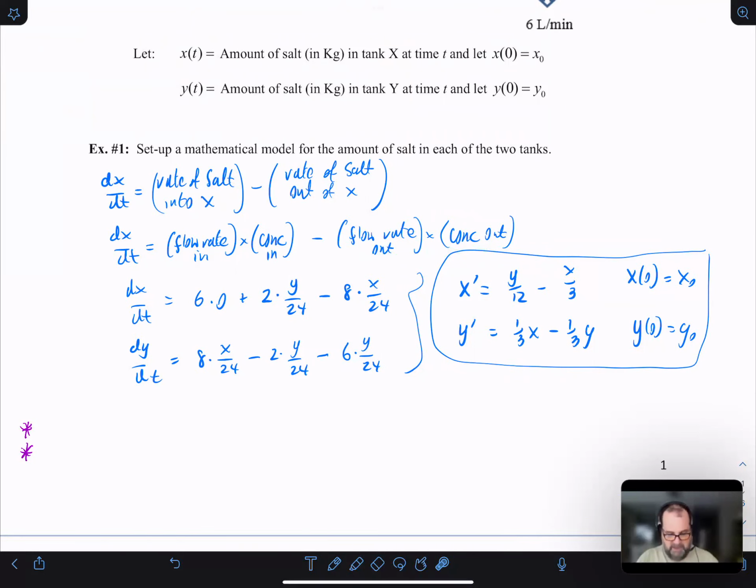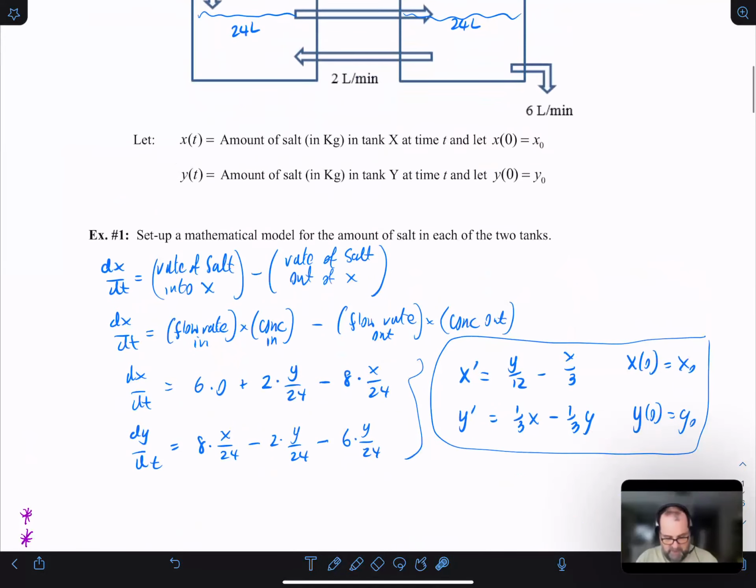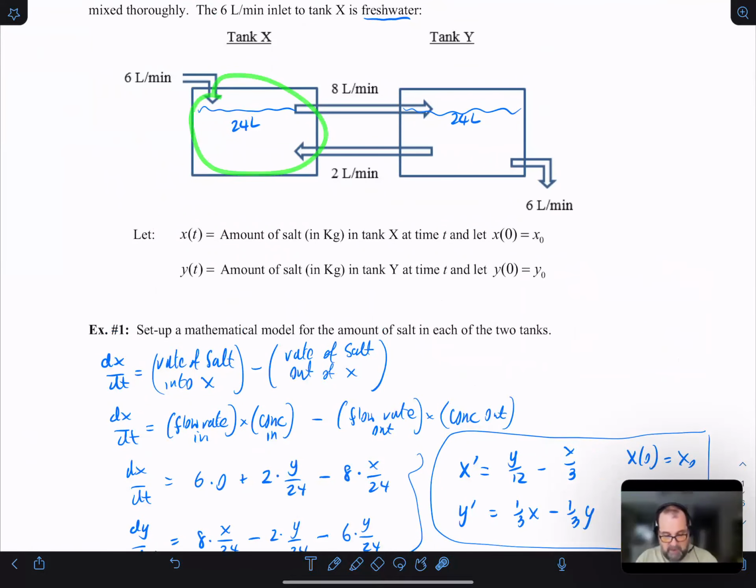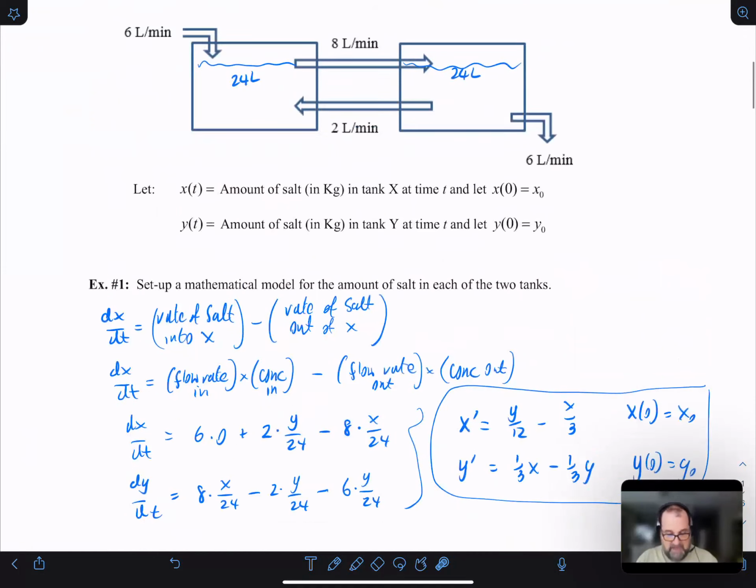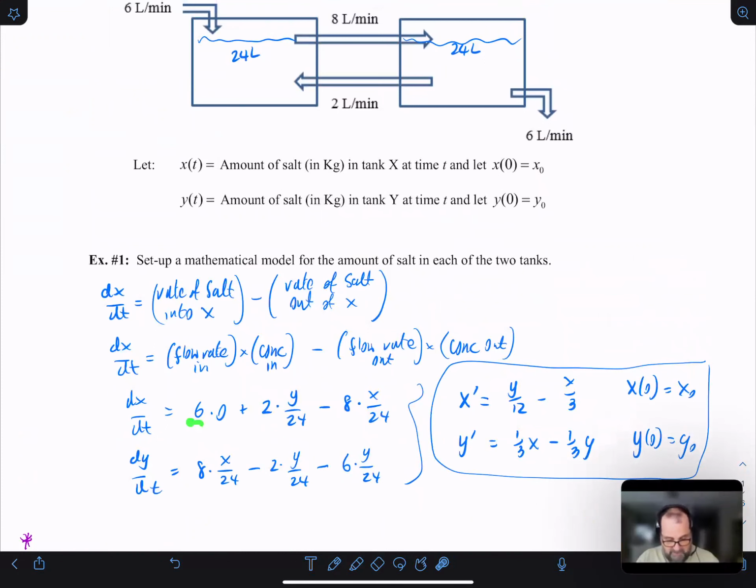So we have to consider our inputs. So for tank X, what are our inputs? We have a 6-liter freshwater input. So that flow rate is 6, concentration of salt is 0. We also have this input to tank X. This is a 2-liter per minute input. So that is a flow rate of 2. And then we have to multiply it by the concentration of the salt heading in this direction. So the logic here is the concentration is always changing. It depends on how much salt is in the tank at any moment. But we have a designation for what that is.